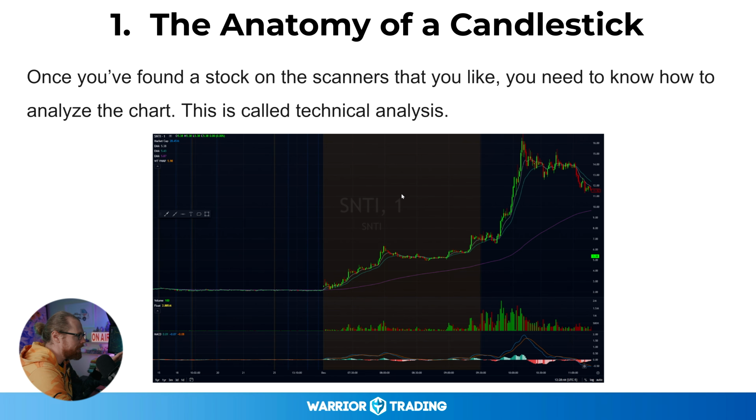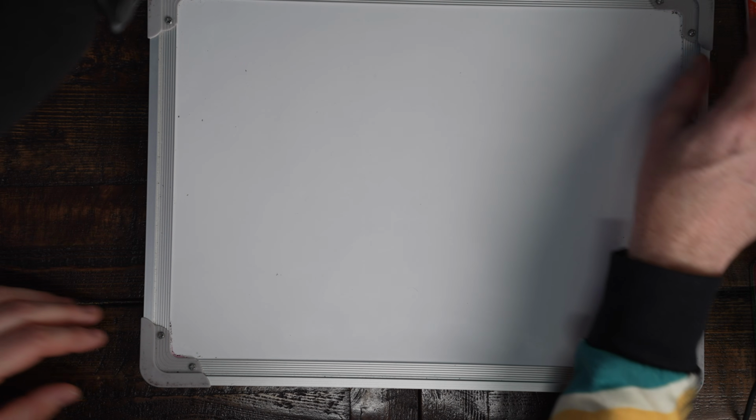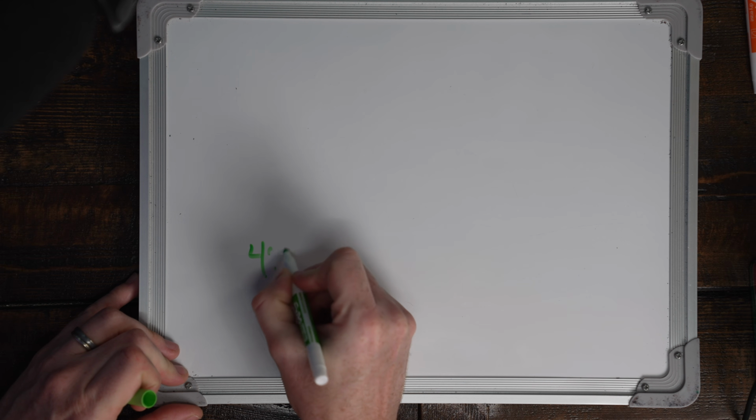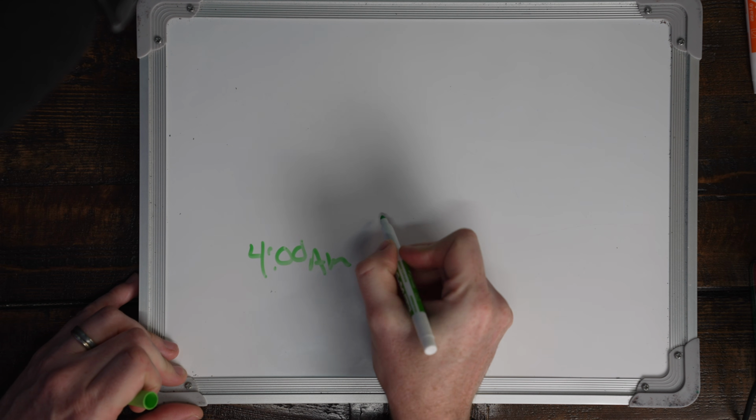So this chart right here is a 1-minute chart. And what that means is that every single one of these candlesticks right down here, these are all candlesticks, represents 1 minute of time. So the market opens at 4 a.m. Eastern Standard Time for pre-market trading. So starting at 4 a.m., exactly on the dot, that first candle opens. So it's 4 a.m. right here, and the first candle of the day begins.